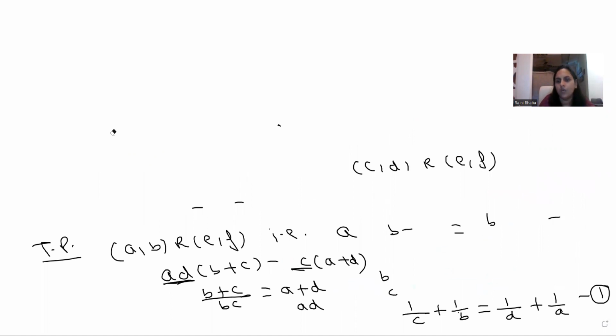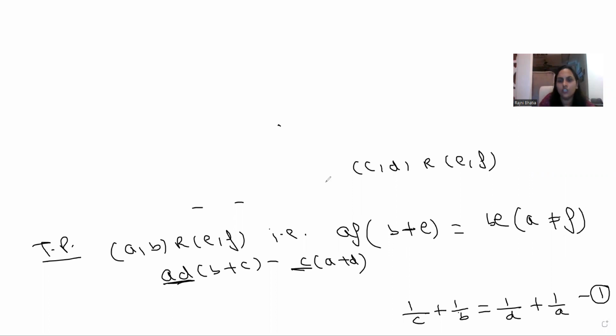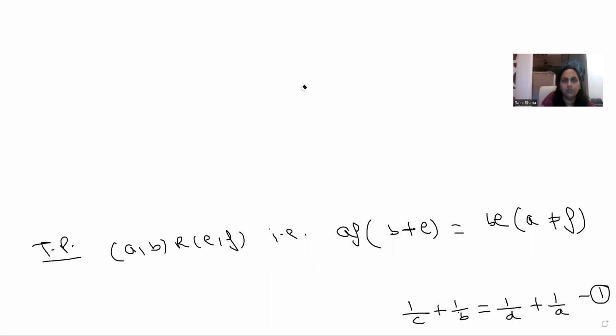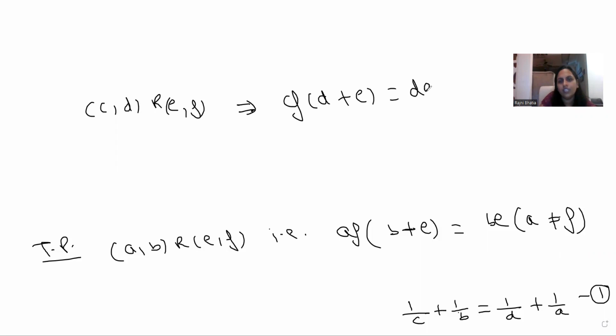I'm just keeping this 1, which I have marked, and I'm keeping this, which we need to prove. We need to prove AF into B plus E is BE into A plus F. This is what we need to prove. So I'm just keeping this. Now, we have CD is related to EF, which simply means CF into D plus E is equal to DE into C plus F.